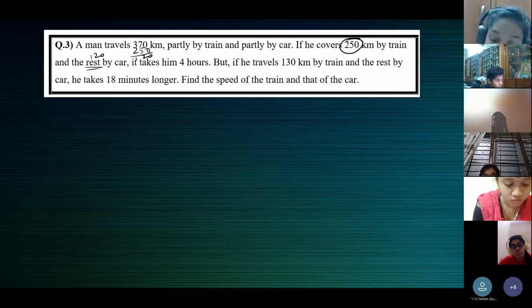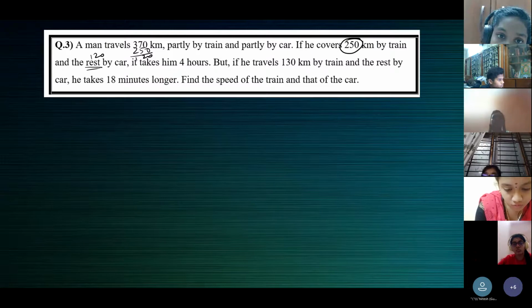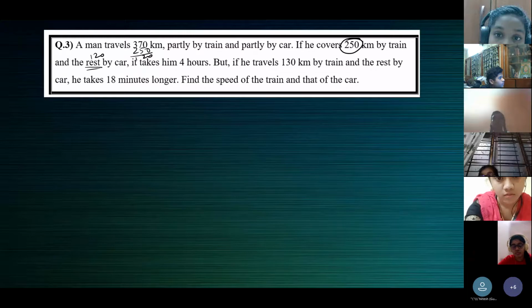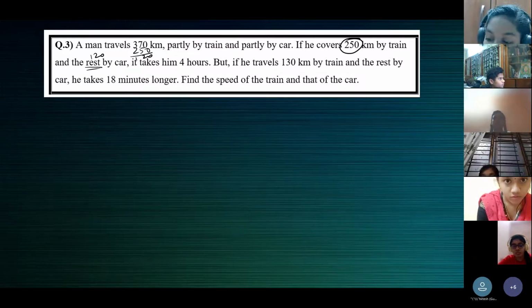If he covers 250 kilometers by train and the rest by car, and 120 kilometers by car, it takes him 4 hours. Total time taken. That is the time traveled by train plus the time traveled by car is equal to 4. Am I right? Yes, ma'am. The total time is equal to 4 hours.